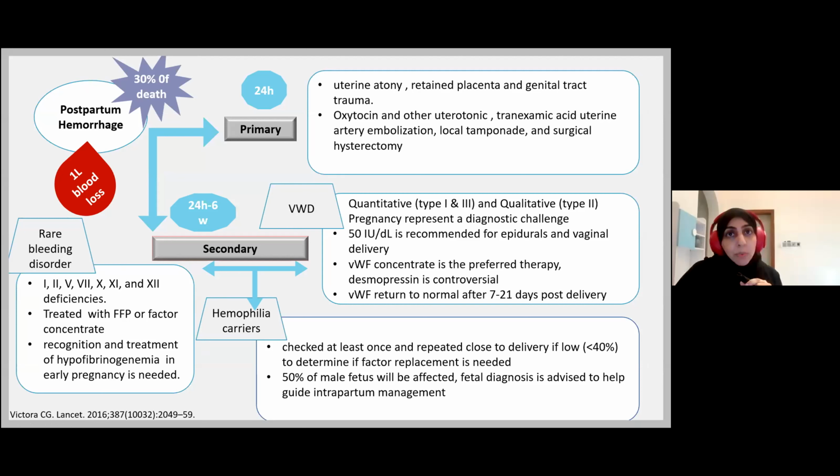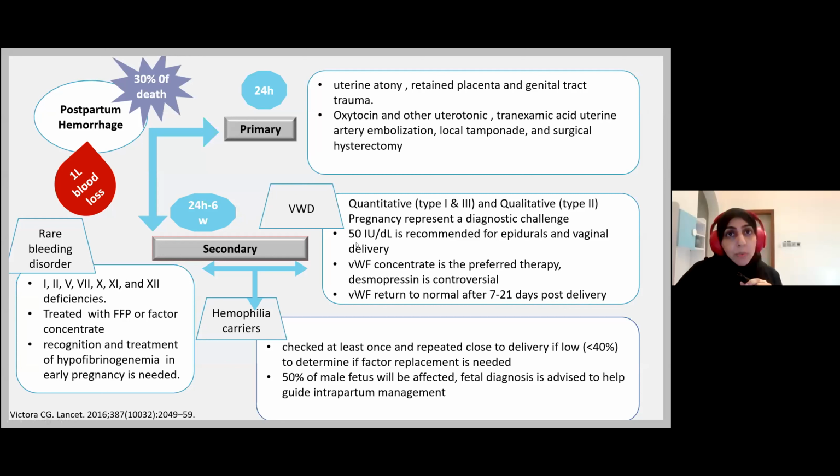Pregnancy represents a challenge for the diagnosis of von Willebrand disease, as the von Willebrand factor is upregulated during pregnancy. In type 1, which is a partial deficiency of von Willebrand factor, it can reach normal levels. So it is very difficult to diagnose von Willebrand disease during pregnancy, and it's better to start the investigation 21 days post-delivery, when the von Willebrand factor will have returned to normal.